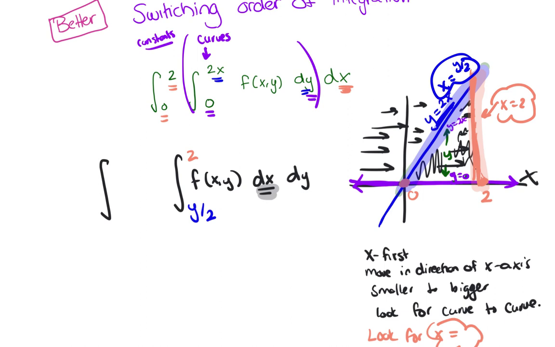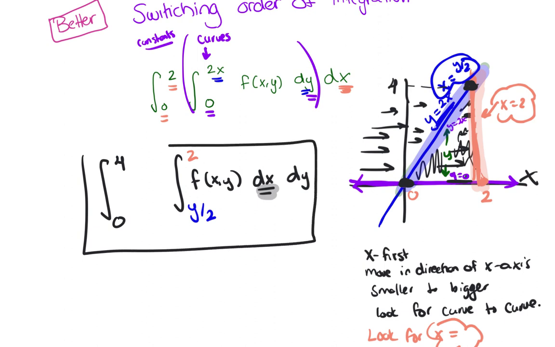And now I just have to look for constants for my y. So the lowest value that we hit on that y-axis is y equals 0. The highest value is whatever y value corresponds to this. I know x is 2. y is just 2 times that x. So that y is going to be 4. So I've got my constants for y, and I've got my curves for x.